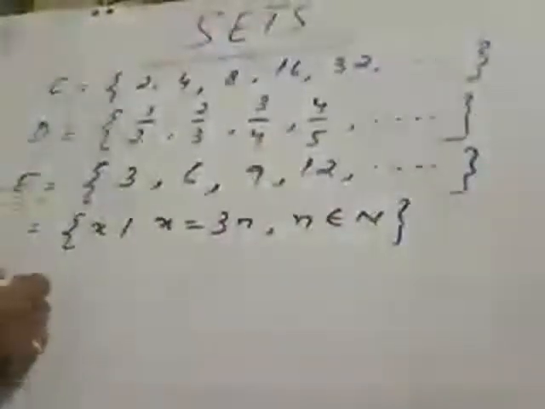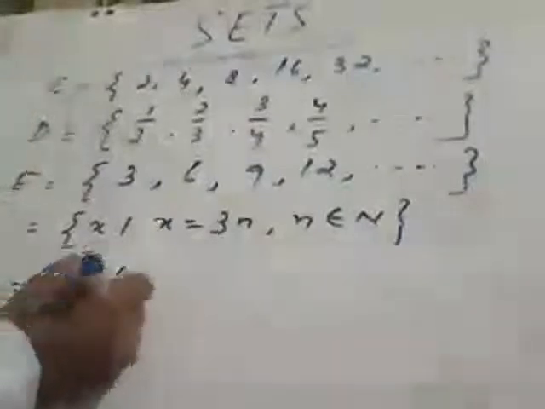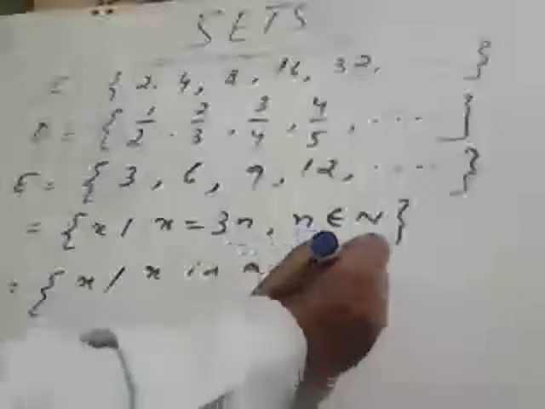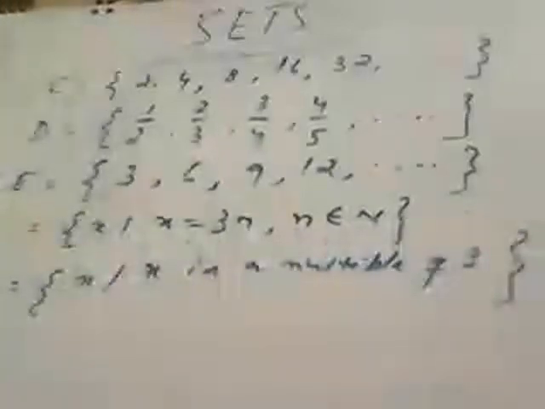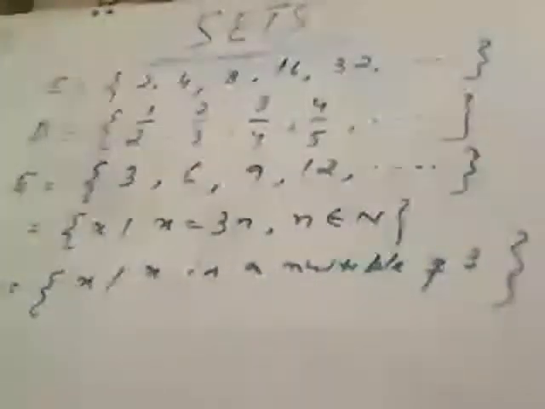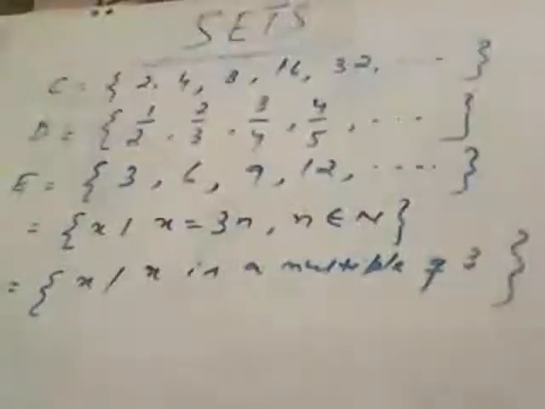Those are writing X such that X is a multiple of 3. That is also correct. X is a multiple of 3 is also correct. Now I will proceed to D.